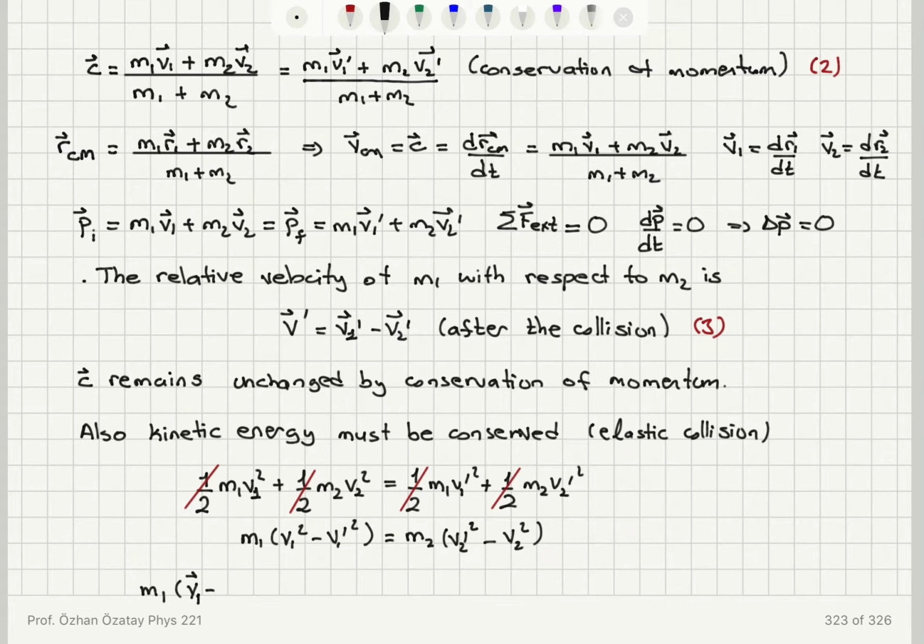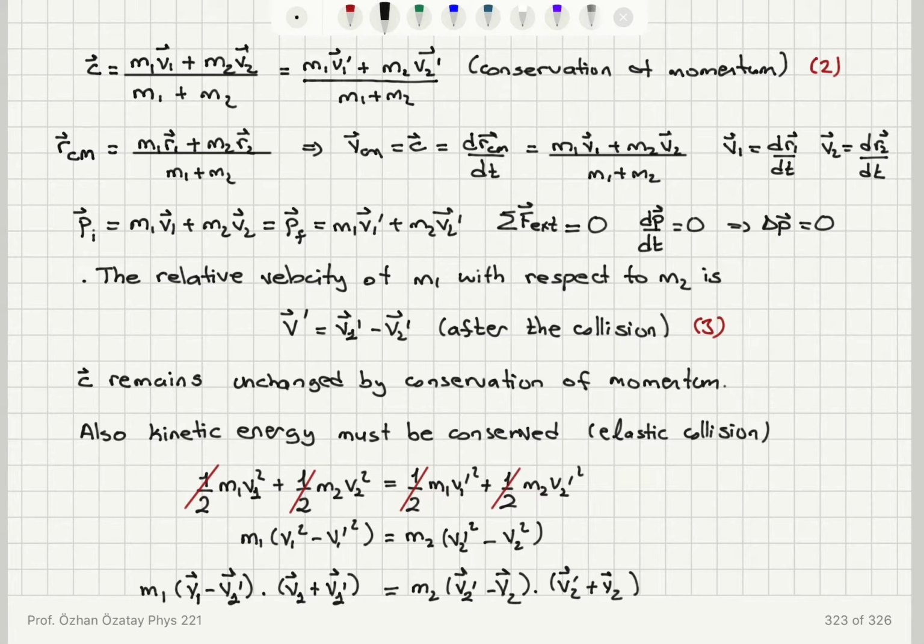(v1 minus v1 prime) dot product with (v1 plus v1 prime), and this is equal to m2 (v2 prime minus v2) dot product with (v2 prime plus v2).